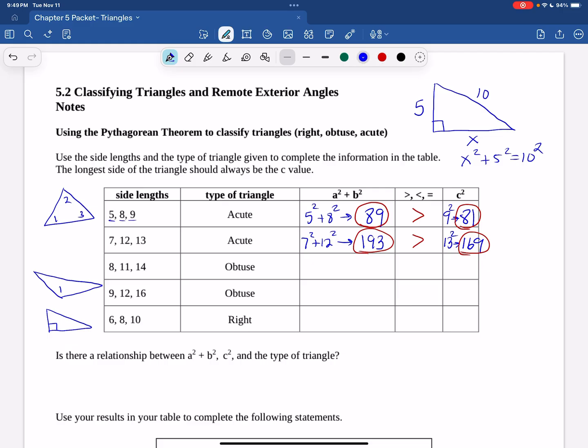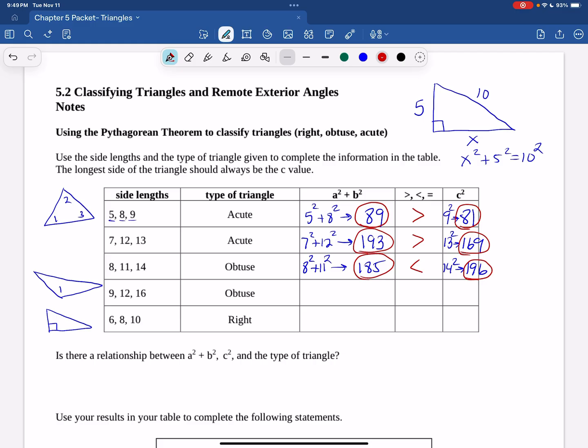All right, next up, let's look at the 2 obtuse triangles and see if we see a pattern. So we're going to go 8 squared plus 11 squared. That's 64 plus 121, which is 185. And then 14 squared, that's 196. So we're going to compare 185 to 196, and that is less than.